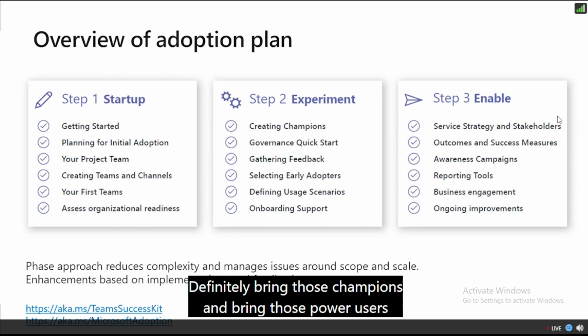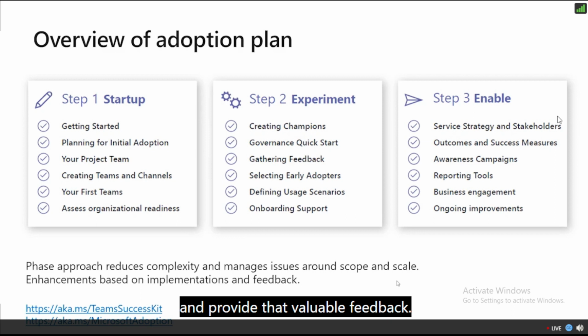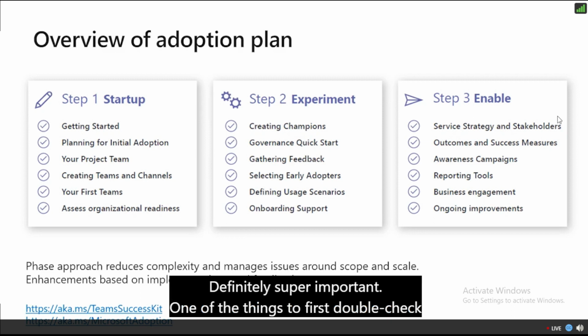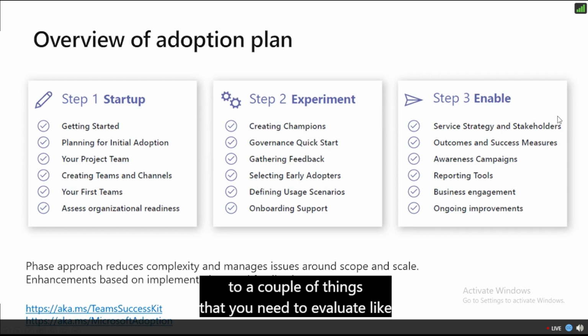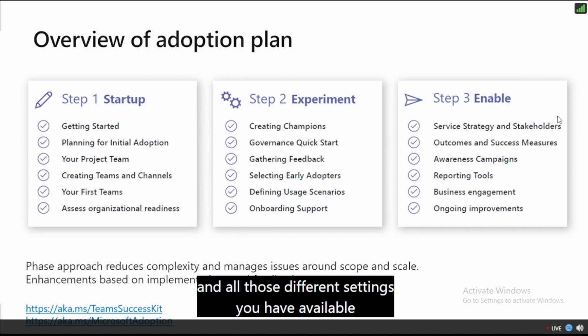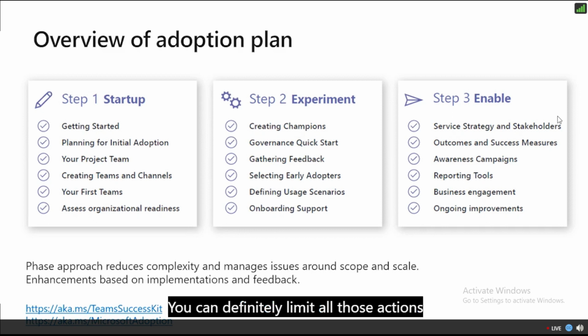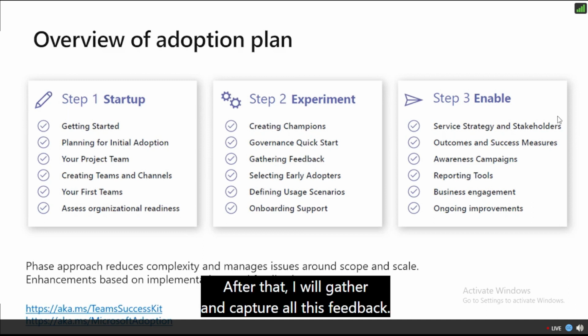Bring those champions, bring those power users, that will be able to help you test the environment and provide valuable feedback. Super important, one of the things you should first double check is that governance strategy. A couple of things you need to evaluate: who should be able to create channels, who should be able to create new teams, and all those different settings that you have available. You can limit all those actions with built-in capabilities in Microsoft Teams, but those strategies should come from you. After that, how we'll gather and capture all this feedback.